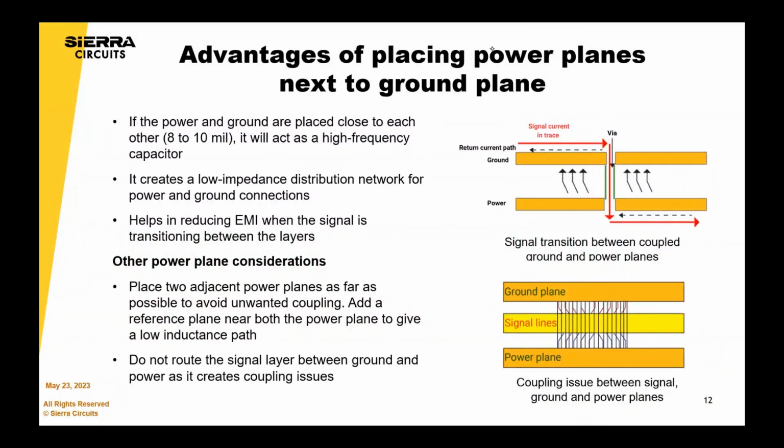And so other power plane considerations: place two adjacent power planes as far apart as possible to avoid unwanted coupling. Add a reference plane near the power plane to give a low inductance path, and do not route the signal layer between the ground and power as it creates coupling issues.